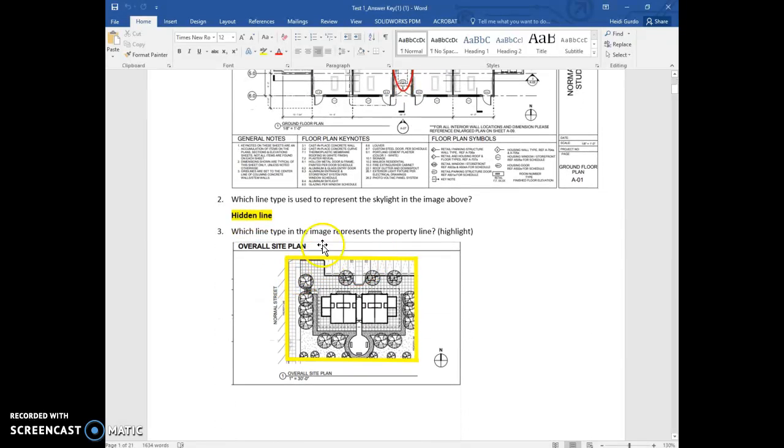For number 3, it says which line type represents a property line. So you all got this right. I'm just going to delete. It's the line that goes around the edge of the property.